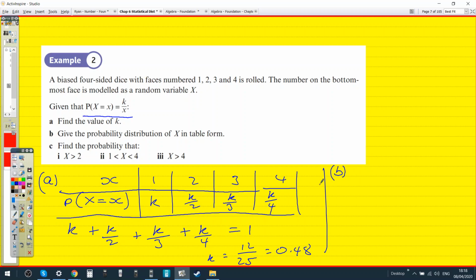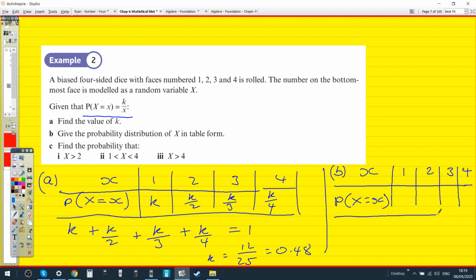Do we have to draw the table? Basically, they wanted us to do that table. Why is our first table not enough for question B? Because we need to sub in k. Bingo.